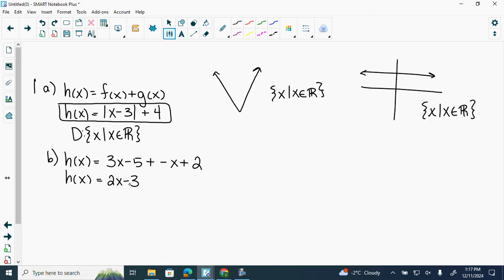So the first graph is f is 3x minus 5. So we have negative 5, we go up 3 over 1, and we have a graph that looks something like this. Okay? What's its domain? x is an element of the reals.